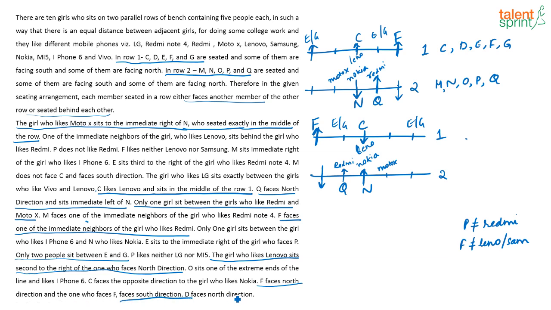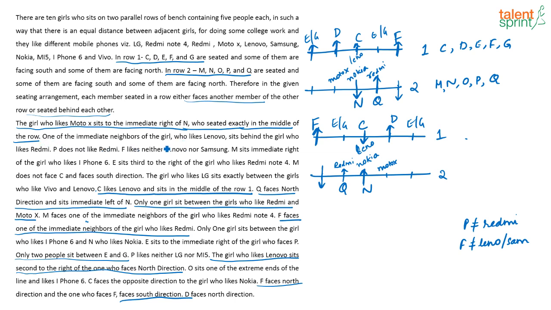D faces north direction. So where is D here? Obviously this has to be D and D is facing north. Here this has to be D. D is facing north. So if we continue now, let us come back to the statements that we have not used.